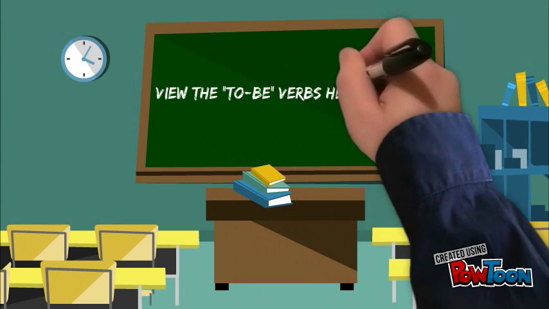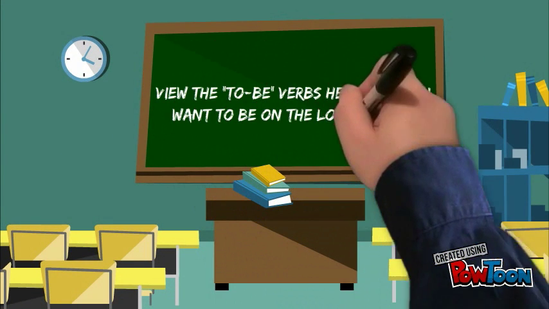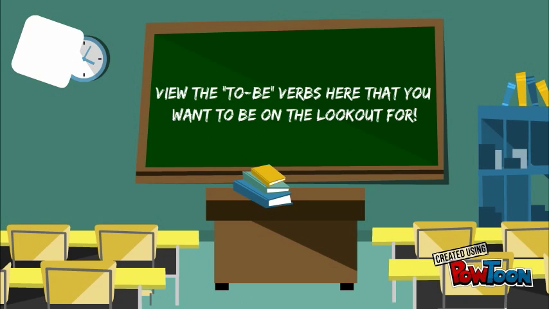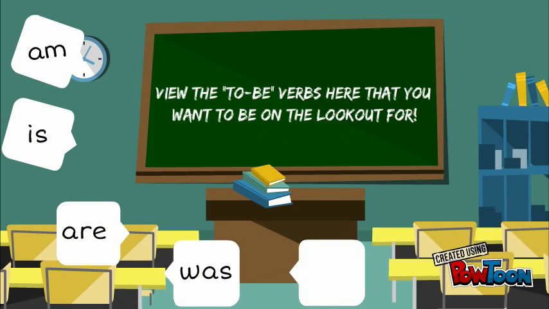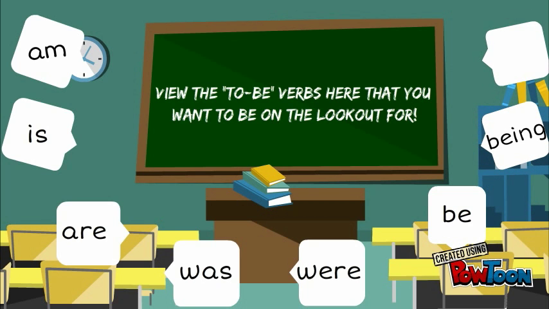View the to be verbs here that you want to be on the lookout for in order to make sure you're not using passive voice. Am, is, are, was, were, be, being, and been.